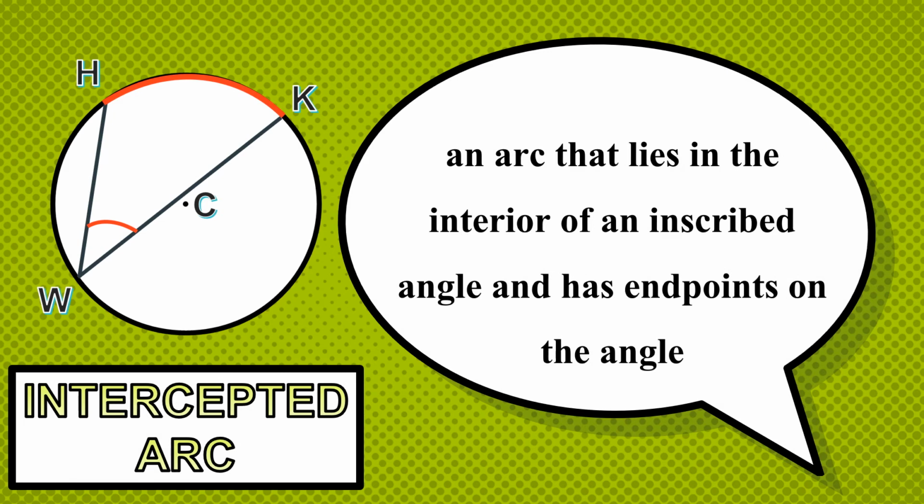Okay, we also have the intercepted arc. And what is an intercepted arc? It is an arc that lies in the interior of an inscribed angle and has endpoints on the angle. So ito yun. Sabi interior, nasa loob siya noong angle. Ayan, ito yung intercepted arc natin. Arc HK or arc KH.